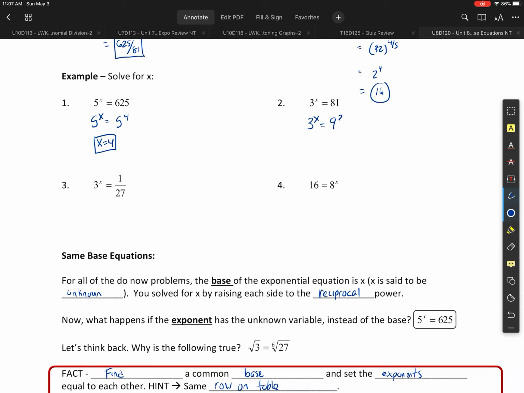But the issue with problem 2, a lot of people tell me this. 3 to the x equals 9 squared. That's not wrong, but we need the exact same base. So 9 squared's okay, but we can write it as 3 to the 4th, and that's our great answer.